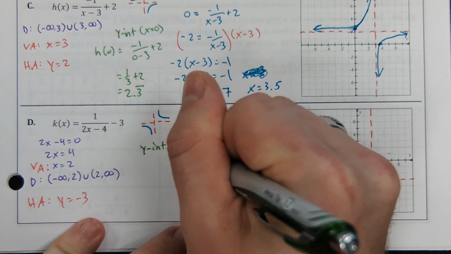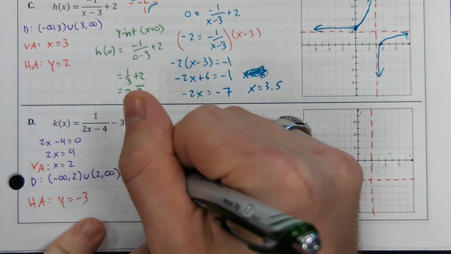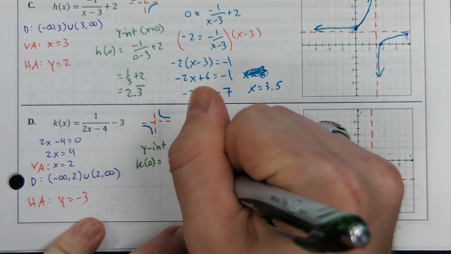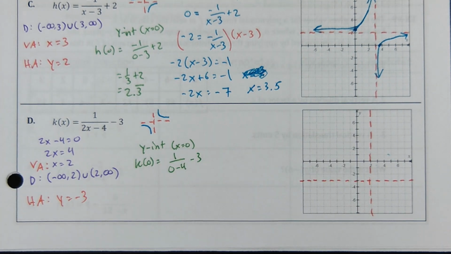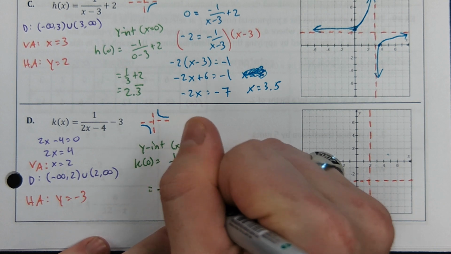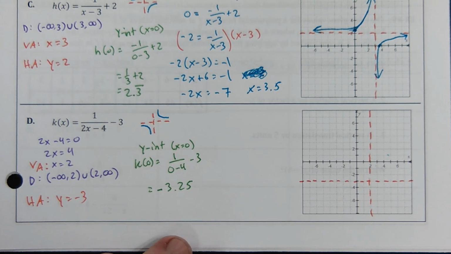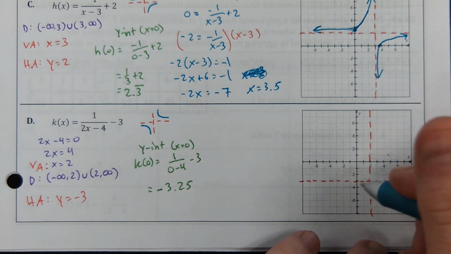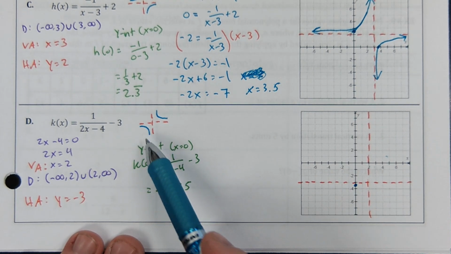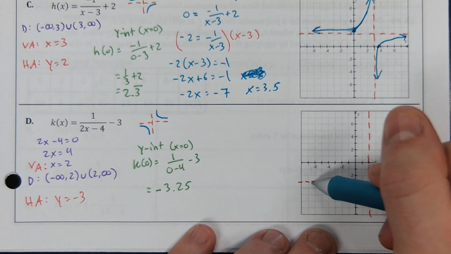Track down my y-intercept by letting x equal 0. K of 0 gets me 1 over 0 minus 4 minus 3. That's negative 1/4 minus 3. That's negative 3.25. So down here. I mean, I already knew there was going to be a curve down there. Now I know where my y-intercept is.